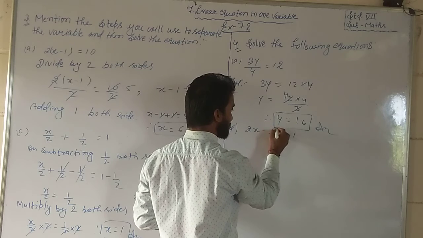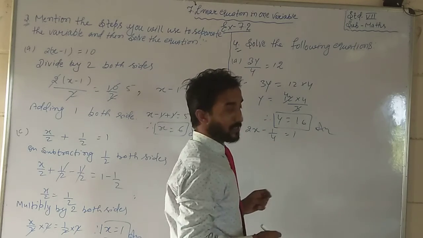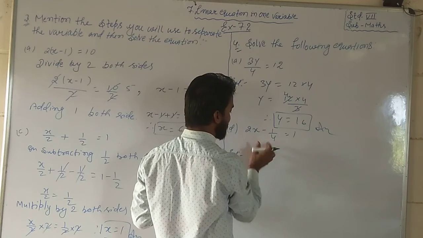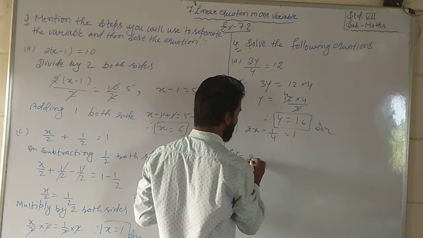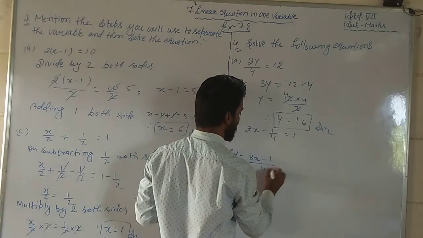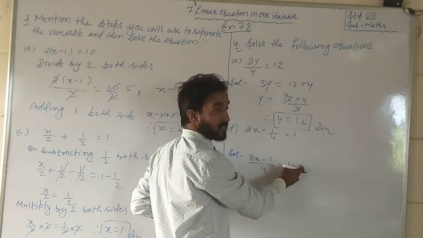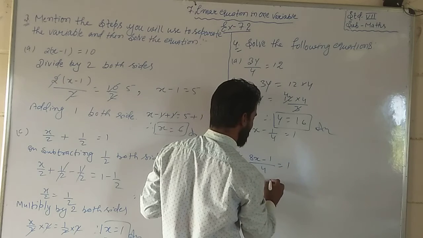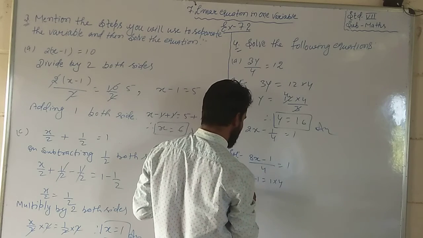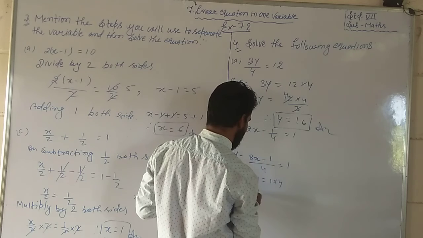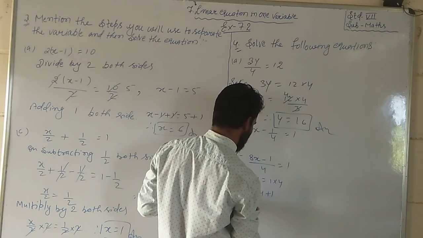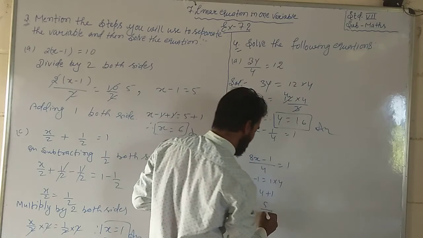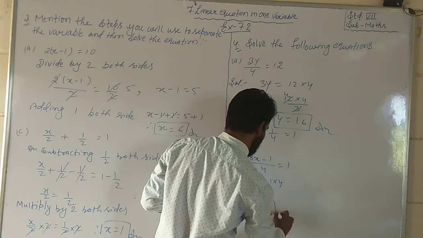In the same way, the next question we can do: 2x minus 1 by 4 is equal to 1. First of all, we will take the LCM. As we take the LCM, 8x minus 1 by 4 is equal to 1. This 4 will transfer to the other side in multiplication. 8x minus 1 is equal to 4 into 1. This 1 will go to the other side. 8x is equal to 4 plus 1. Then x is equal to 5 by 8. This 8 is multiplication, so it will come in division. It means x is equal to 5 by 8.